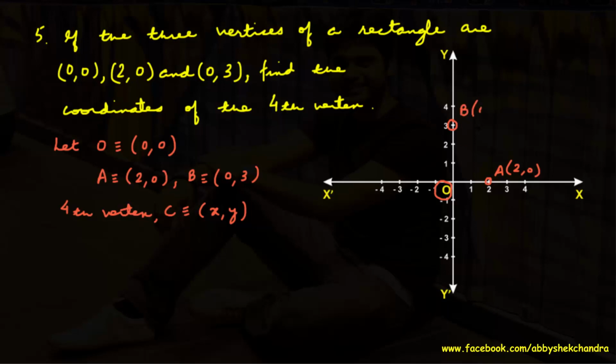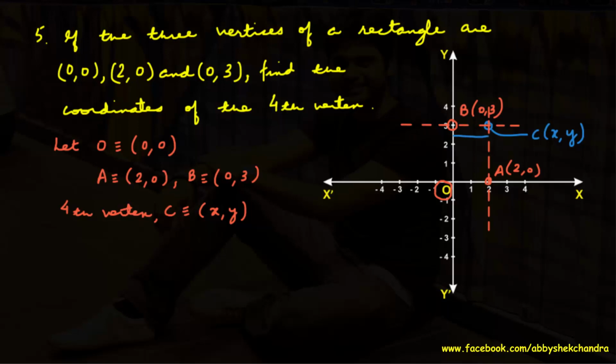Let us complete the rectangle now. Since we know the three vertices of the rectangle already, we can easily complete the rectangle knowing that opposite sides of a rectangle are parallel and equal and that the adjacent sides of a rectangle are mutually perpendicular. So this is the point C whose coordinates we want to find. We already know that the x coordinate of a point is its distance from the y-axis and the y coordinate of a point is its distance from the x-axis.